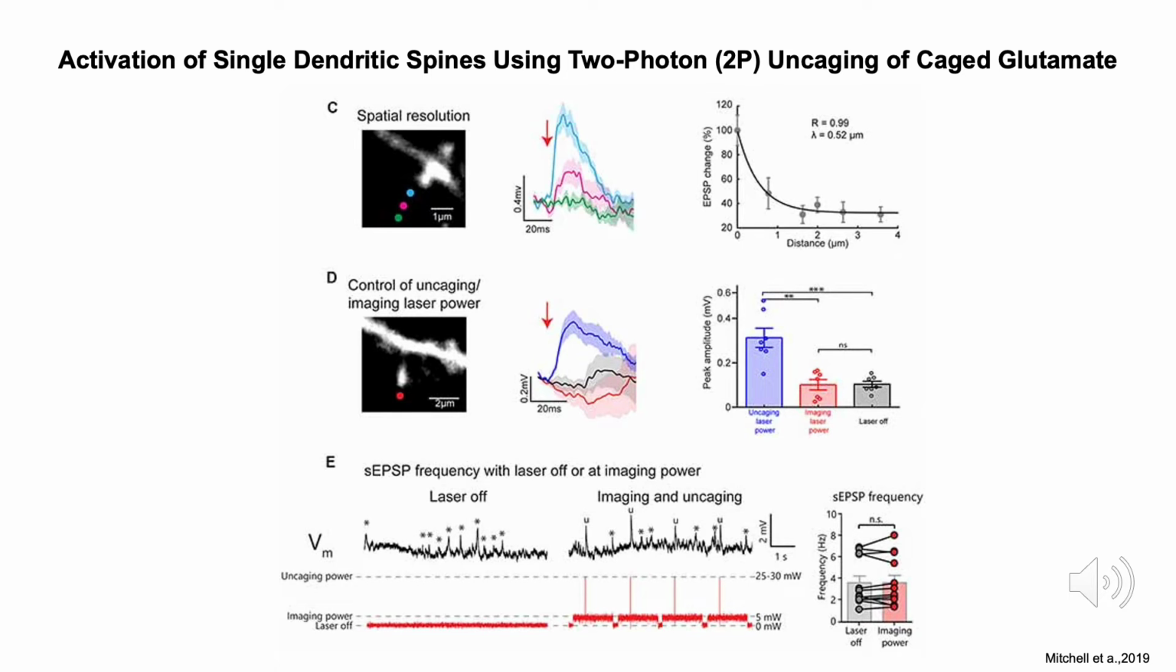Importantly, uncaging at locations further from the spine head generated smaller EPSPs. To validate that the imaging laser power does not inadvertently uncage glutamate, they looked at the frequency and the amplitude of EPSPs during periods where the laser was off, or it was at the imaging power, while they were scanning a dendritic spine. In E, you see that the amplitude and the frequency of the EPSPs were similar during the periods where the laser was off versus at the imaging laser power.